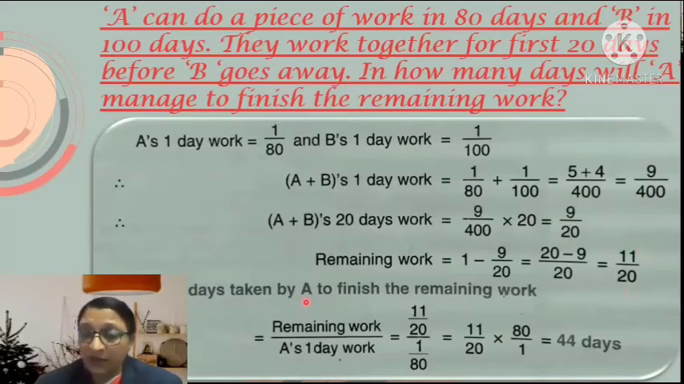Now, we have to find out the number of days taken by A to finish the remaining work. So we will use our third formula, remaining work upon A's 1 day work. That is 11 upon 20 divided by 1 upon 80. This division will convert into multiplication, and we will write here the reciprocal of 1 upon 80, that is 80 upon 1. And by doing the number crunch, we get here 44 days.